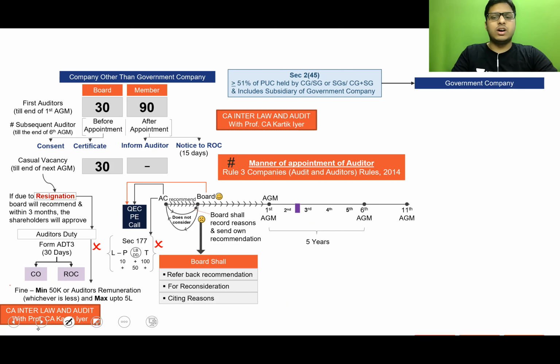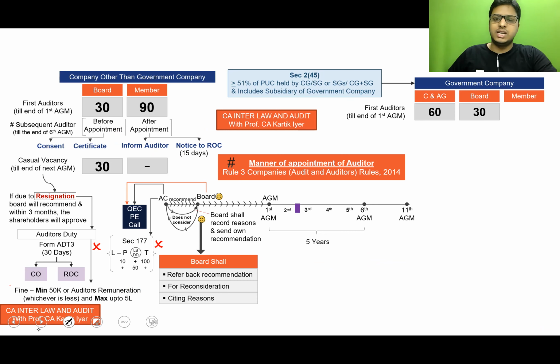Okay. Now let's go ahead to the government company. In the case of government company, they have said the first auditor will be appointed till the end of the first AGM within 60 days by the CAG. If the CAG fails to appoint, the board will appoint within 30 days. If the board also fails to appoint, then the members will appoint within the next 60 days. Very clear.